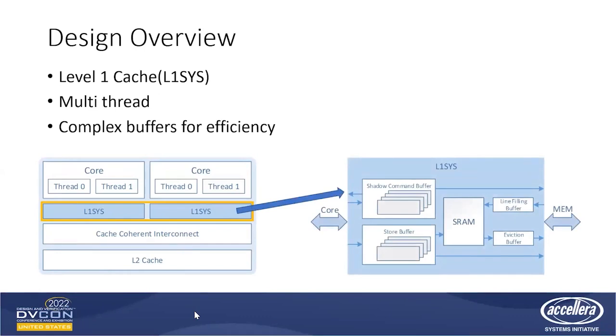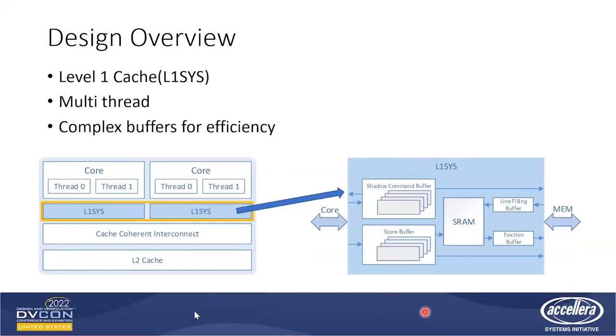And in L1S, there are the I cache, which is the instruction cache, and the D cache, which is the data cache. The I cache is only a read-only cache and simple in its data flow. So we mainly focus on the data cache, the D cache, today. This is the D cache in the diagram.